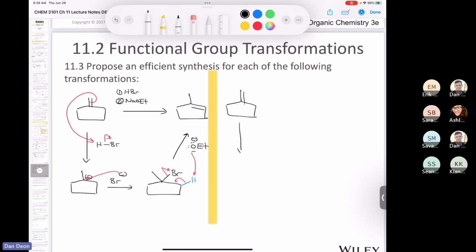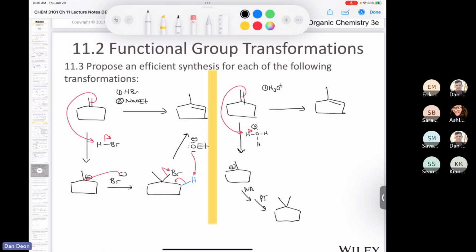So if I treated this molecule, again, we're trying to get to this compound. If I treated this with H3O plus, in the first step, H3O plus is going to do a Markovnikov addition, right? So I end up with this carbocation. Water's going to come in as a nucleophile. I get a proton, so I'll go nucleophilic attack, proton transfer, and I'm going to end up with this alcohol.